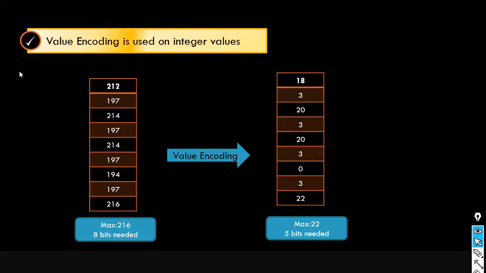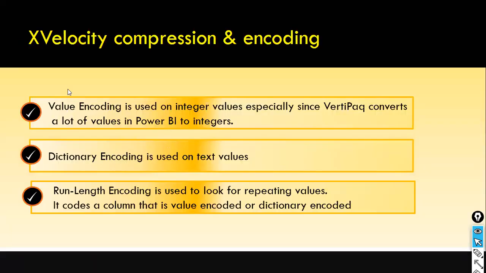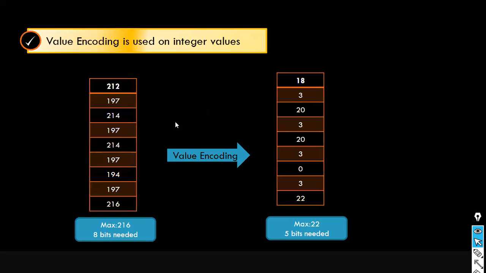Here, let's see what exactly value encoding is all about. This is used in the case of integer values. For example, in my column I have these values. I told you value encoding is used on integer values. What is an integer? These are whole numbers. So what is the maximum value here? What is the maximum value here?